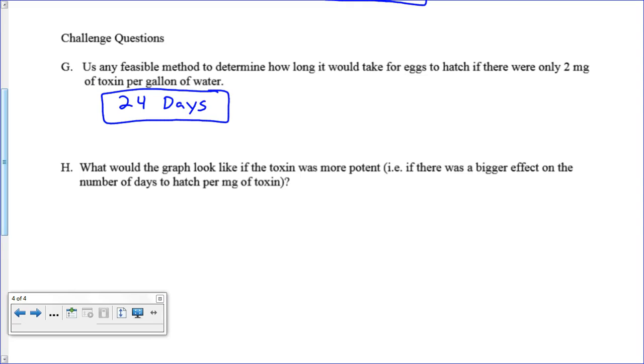What would the graph look like if the toxin were more potent, i.e. there was a bigger effect in the number of days to hatch per milligram of toxin? So in this case, we're talking about the slope of the graph again. It doesn't say anything about the y-intercept being changed, so the slope here would be steeper.